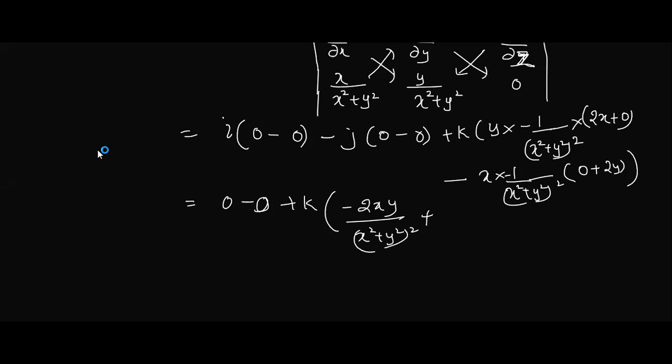What do you have in the numerator? 2y and x is there. Altogether 2xy upon x square plus y square the whole square, isn't it? Are they the same terms? But what is the sign? Opposite, right? So obviously they will cancel each other. What is the value here? 0. 0 vector. So what we started with is a curl.